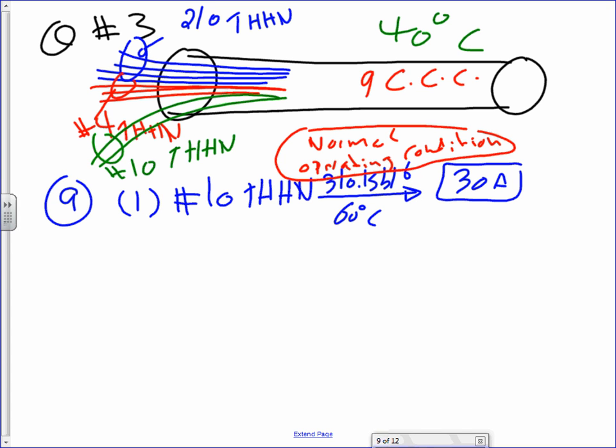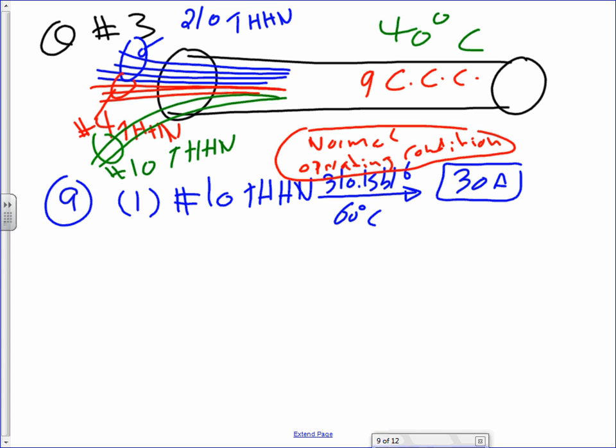So if you go to Table 310, under normal operating condition, 60-degree column. Why 60-degree? I have no idea what the lugs are, or what it's feeding. 100 amps or less is the 60-degree column. Number 1 or smaller is the 60-degree column.